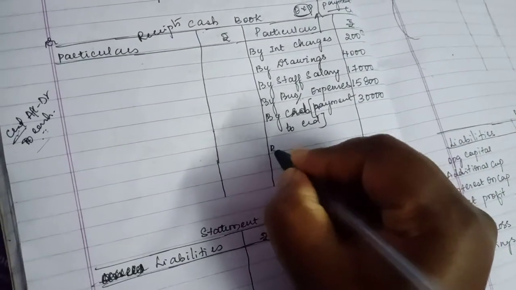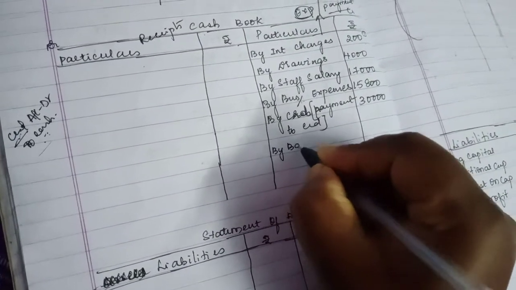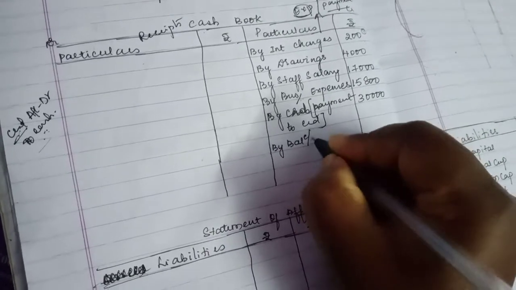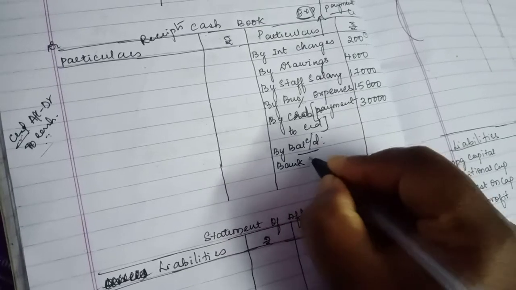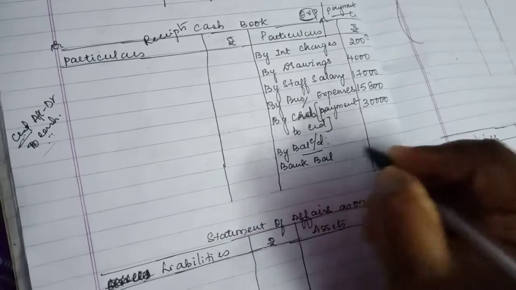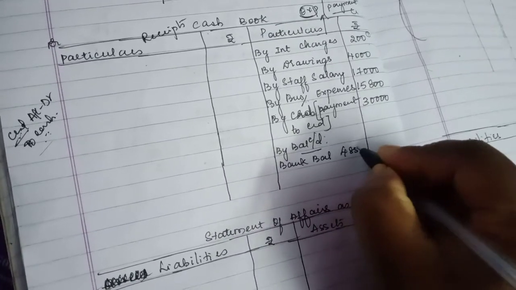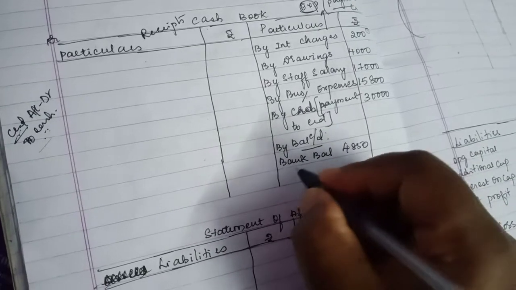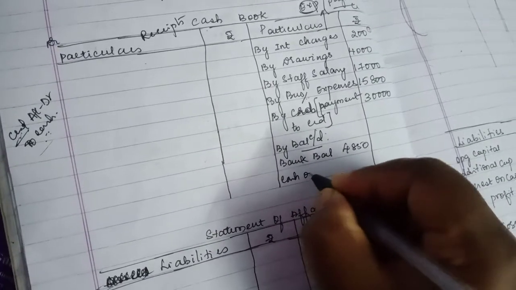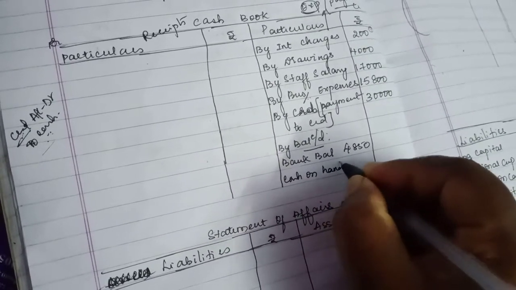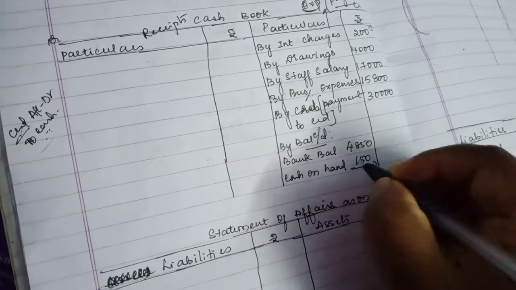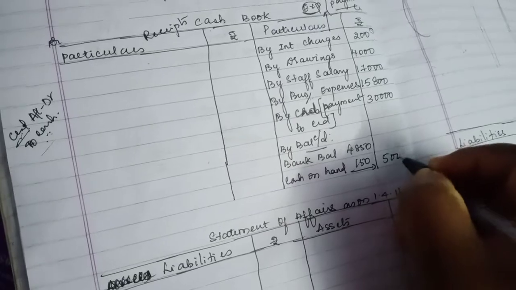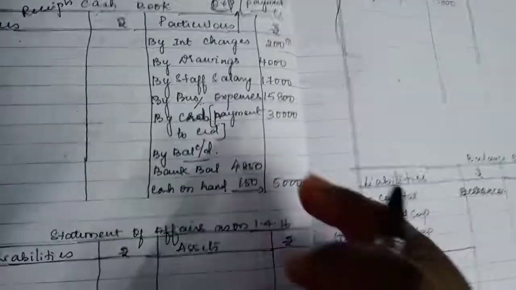So I'm going to write here by balance carried down. Under that, bank balance 4,850 and cash on hand 150. So total is 5,000. Now second time, where will you enter?